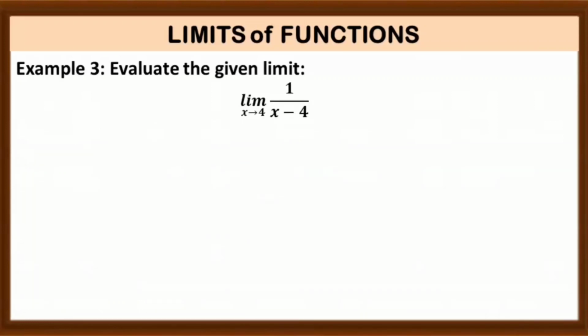Evaluate the limit of 1 all over x minus 4 as x approaches 4. Notice that when we substitute x equals 4 to the given function, it will be equal to 1 all over 0, which is an undefined expression, since we cannot divide by 0. However, that is not our concern in finding limit, since we only want to know what y value the function approaches as x gets closer and closer to 4.